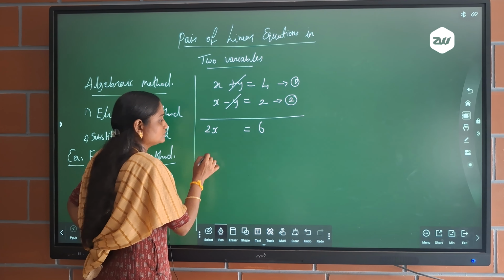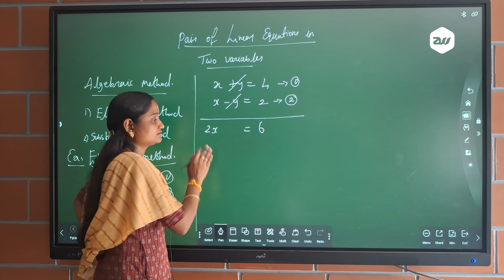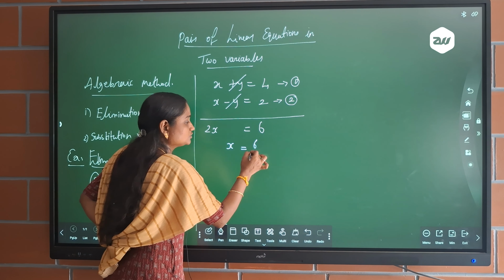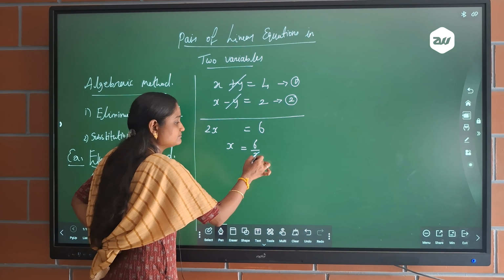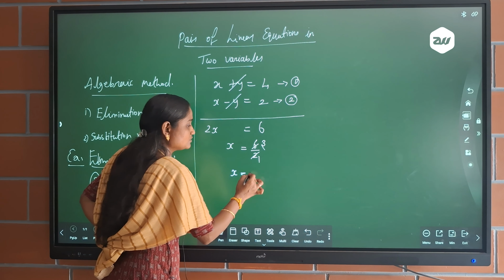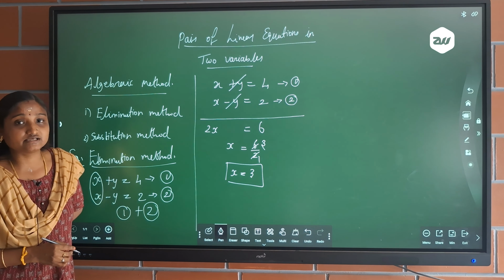x ஓட வேல்யூ ஃபைண்ட் பண்ணணும். ஸோ along with x 2 is there. 2 பார்த்தீங்கன்னா மல்டிப்ளிகேஷன் இருக்கு. மல்டிப்ளிகேஷன் is transposed to that side as division. So x is equal to 6/2. So we can simplify here. 1 2s are 2, 3 2s are 6. Appa what is the value of x here means x is 3. So the value of x is 3.